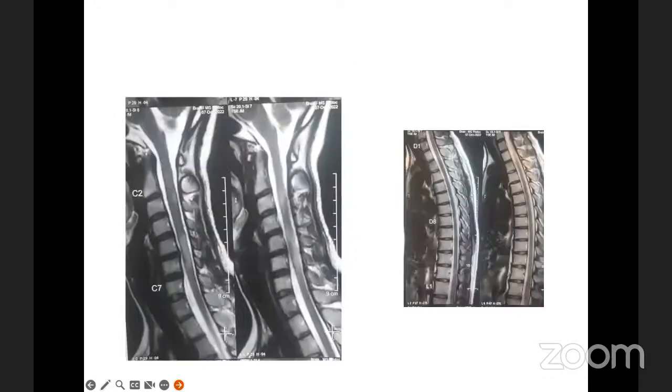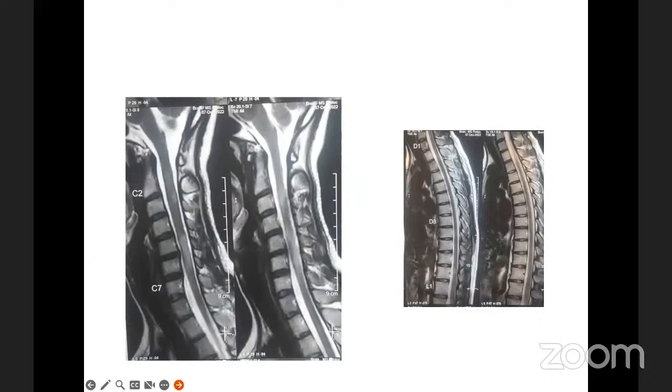So I examined and I said that this is not matching somewhere. You get a whole spine screening done. The whole spine screening showed something else. I asked them to go and see a neurologist. So the neurologist, we got a new MRI done of the cervical spine. And this is what the new MRI showed.